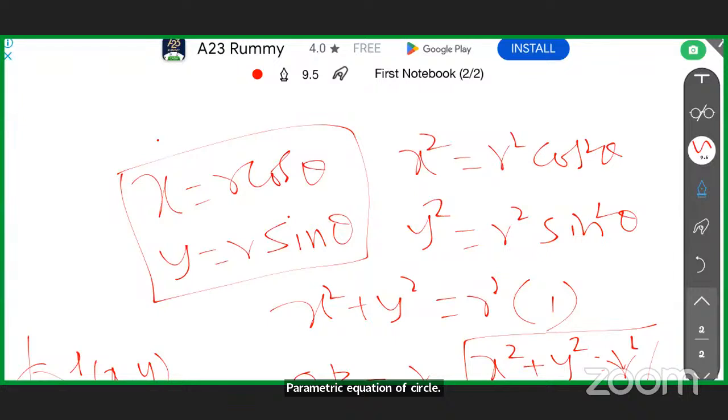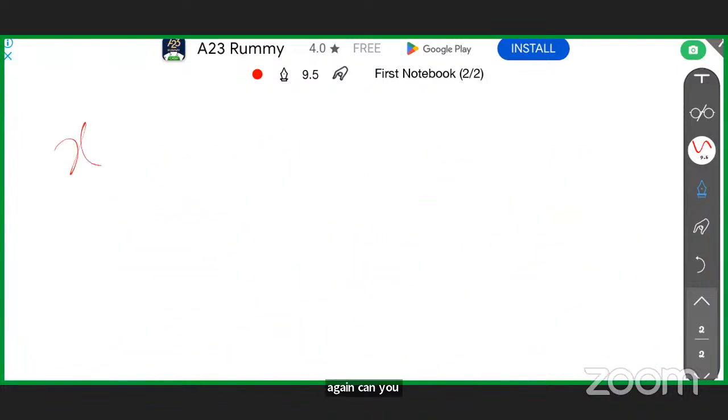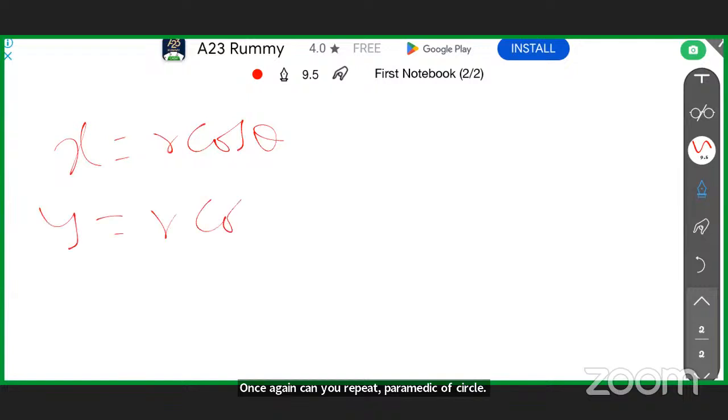Sir, can you show me once again, can you repeat the parametric equation of circle? So x is equal to r cos theta and y is equal to r sin theta. Why do we call this a parametric equation?